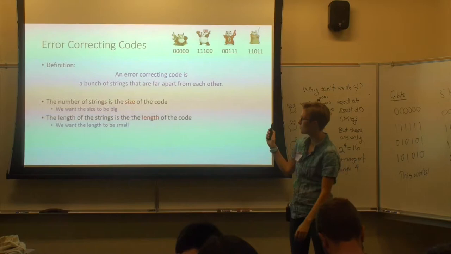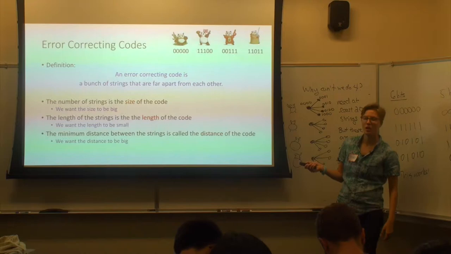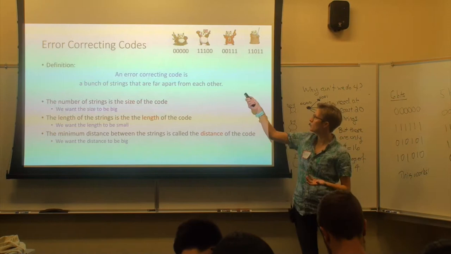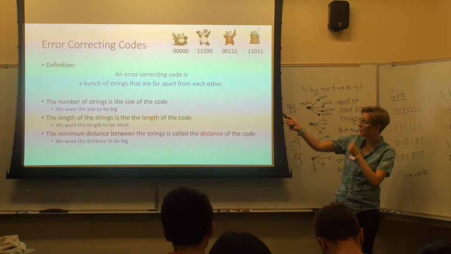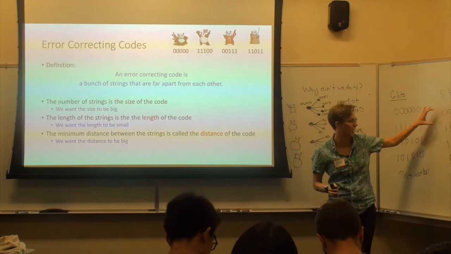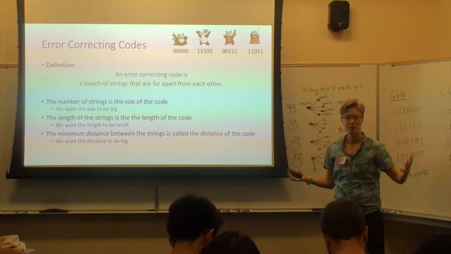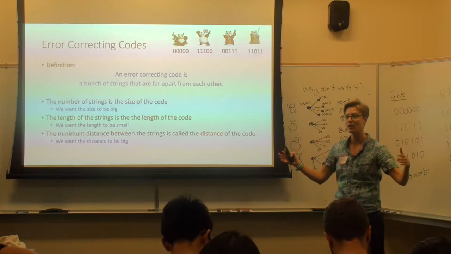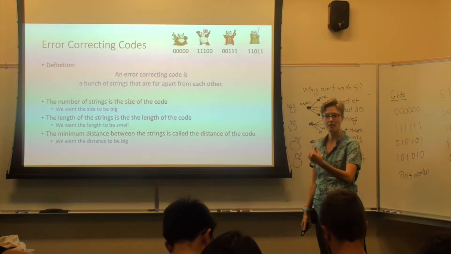And then there's this other property of the code, which gets at the question that you just asked over there, the distance. So the minimum distance between any two strings is called the distance of the code. In this case, the minimum distance was 3, because the closest any two of these strings could be to each other was 3. That's what we checked when we did this pairwise check, right? And we want the distance to be big. So if we have distance 3, we can correct one error. And just like we were just saying, if we have distance 5, we can correct 2. If we have distance 7, we can correct 3. In general, if you have distance 2d plus 1, you can correct d.